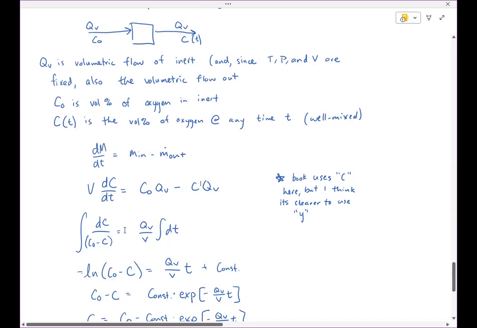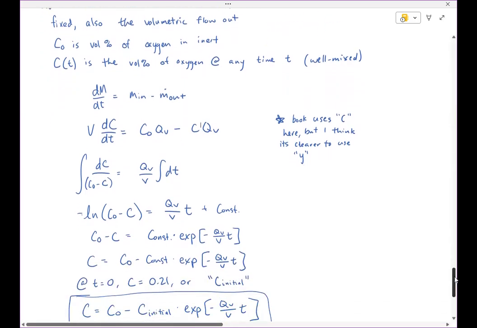I then integrate, so this has the form of 1 over A minus X. The integral of this left-hand side is minus ln of C0 minus C, and the integral of this side is simply Q_V over V times t. Can't forget about the plus the constant either.